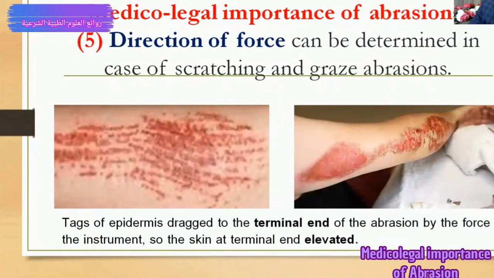Number 5 about the medico-legal importance of abrasion is the direction of force. The direction of force can be determined, especially in cases of scratch and graze abrasion, by showing tags of epidermis that are dragged to the terminal end of the abrasion. As the force of the instrument removes the epidermis to the terminal end and accumulates it around the terminal end, the skin at the terminal end must be elevated, so we can determine the direction of the instrument on the skin by the accumulation of the skin at the terminal end.